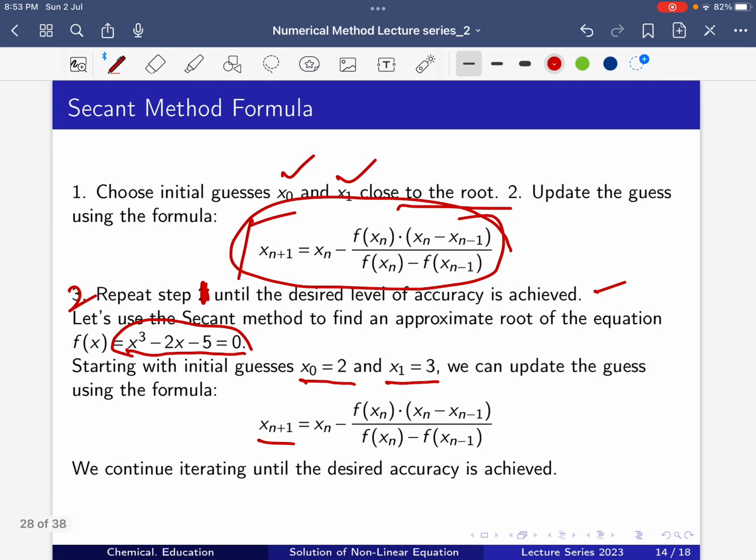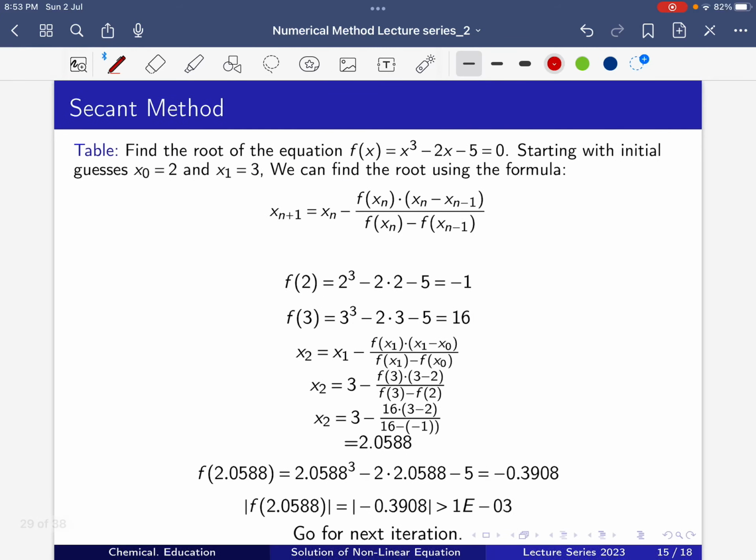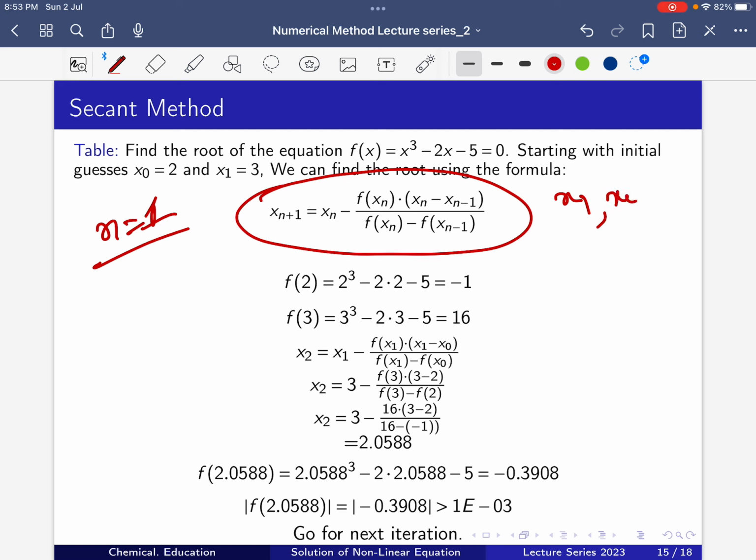Now I am doing the calculation. Iteration number n = 1. First, we know this is the formula of the secant method. Here n = 1, so x0 and x1 are already given: x0 = 2 and x1 = 3. Now first we calculate the function values, f(2) which is minus 1, and f(3), which is actually 16.